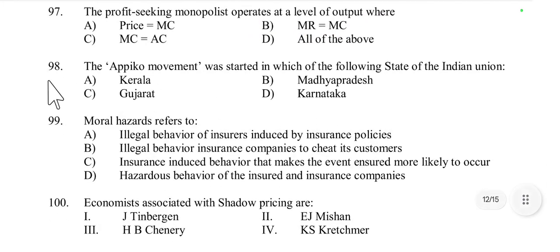Then 98, the Appiko movement was started in which of the following states of the Indian Union? Kerala, Madhya Pradesh, Gujarat, or Karnataka? So the right option is Karnataka. The Appiko movement was an environmental movement that started in the state of Karnataka. It was inspired by the Chipko movement and aimed at protecting forests from commercial exploitation and promoting sustainable forest management practices. So it is called the Appiko movement.